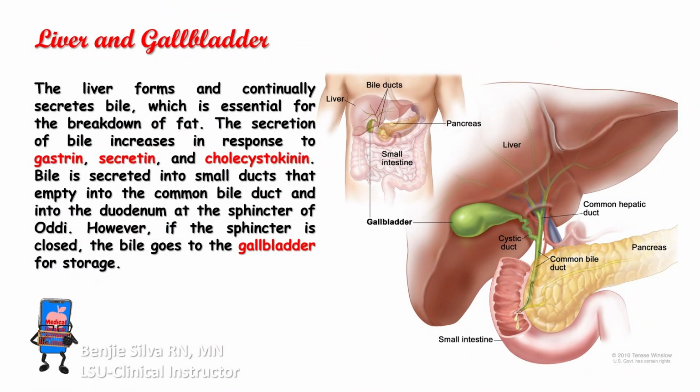The liver forms and continually secretes bile, which is essential for the breakdown of fat. The secretion of bile increases in response to gastrin, secretin, and cholecystokinin. Bile is secreted into small ducts that empty into the common bile duct, and into the duodenum at the sphincter of Oddi. However, if the sphincter is closed, the bile goes to the gallbladder for storage.